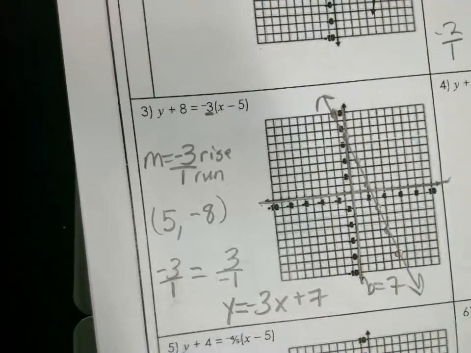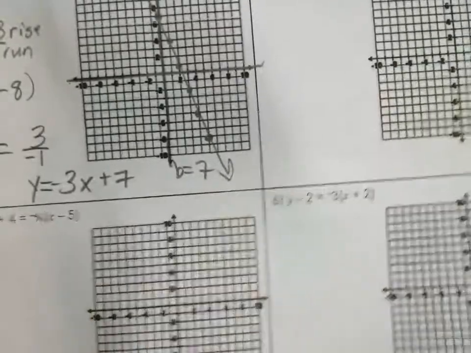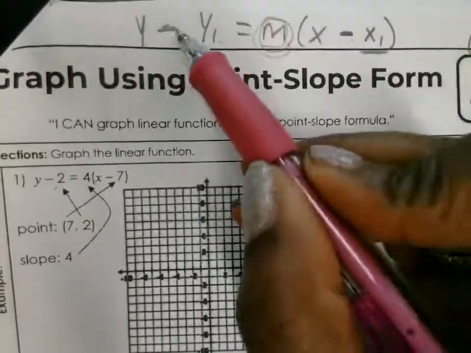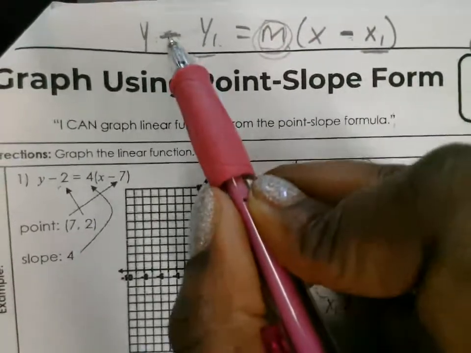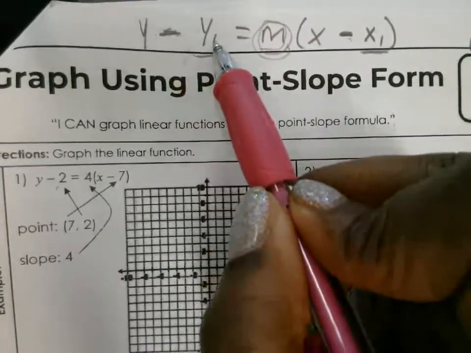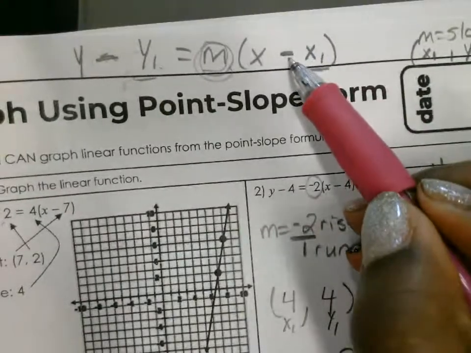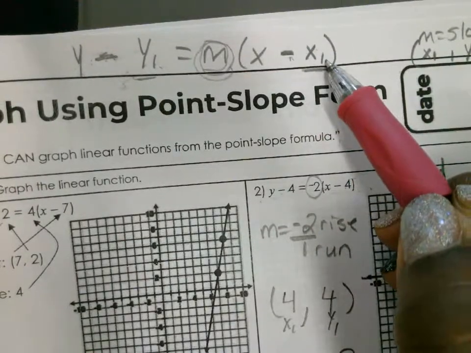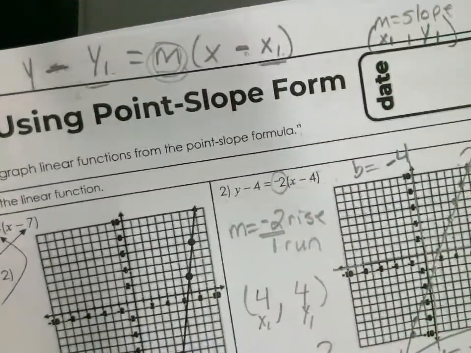All right, so see if you can do these on your own. Remember the point slope form. Minus is a part of the formula. If you see a plus, then that means that this was a negative. If you see a plus here, that means that this x coordinate is a negative because minus is a part of the formula.